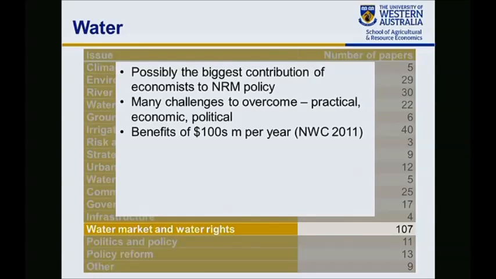Okay, so I would argue that this area is probably the single biggest contribution of economists to NRM policy, and that it was a really difficult thing to achieve, but it was achieved. It's a difficult thing to measure, but according to the National Water Commission, they estimated the benefits of the existence of water markets as being in the hundreds of millions of dollars per year, and probably higher than that when we were in a drought era.